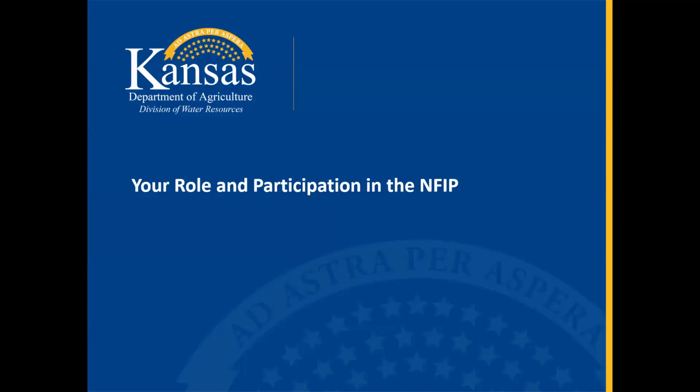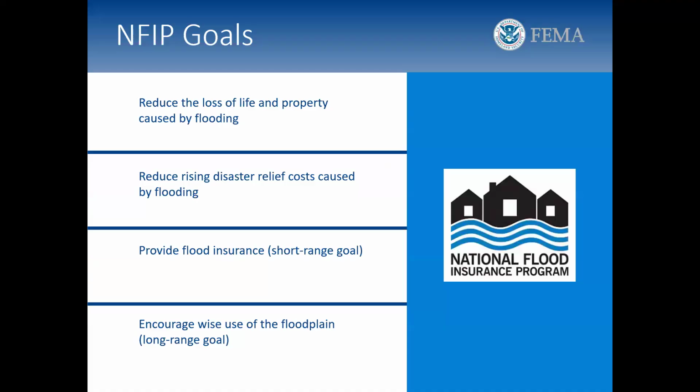So the community role and participation in the NFIP. Again, the goals of the NFIP are to reduce the loss of life and property that is caused by flooding. We want to reduce the cost of disaster relief caused by flooding, provide flood insurance, and then encourage wise use of the floodplain.